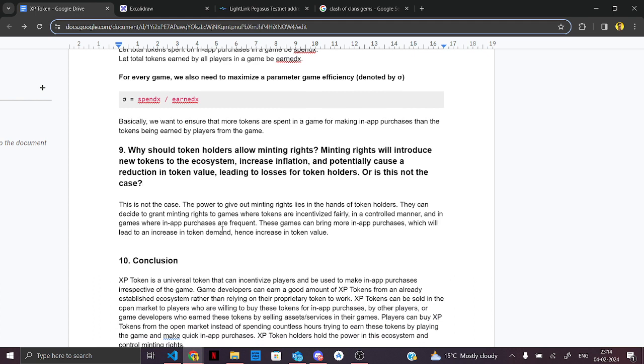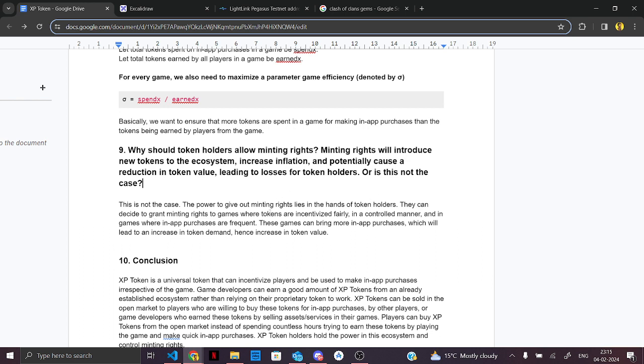So one thing you might think is, why should token holders allow minting rights? Because once you have given minting rights, they'll introduce new tokens to the ecosystem. This can increase inflation, potentially cause a reduction in token value, leading to loss for token holders. But this is not the case.